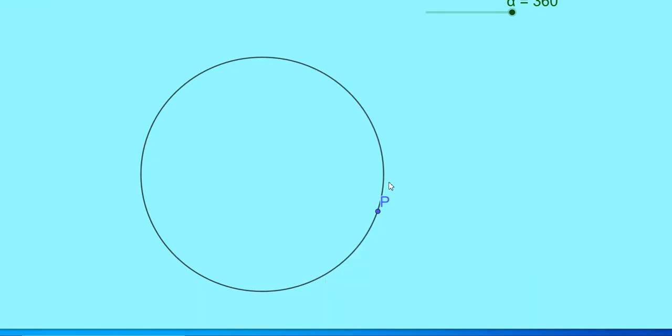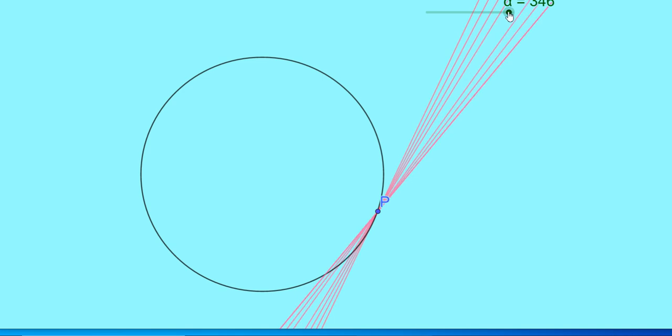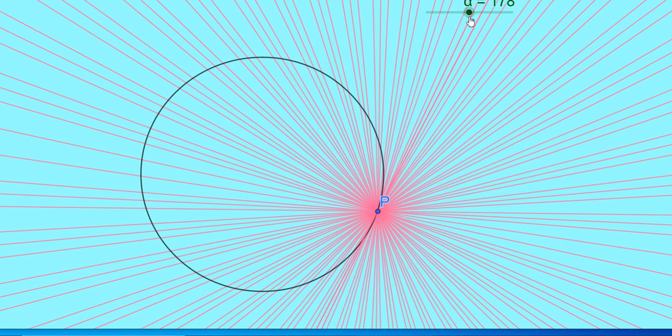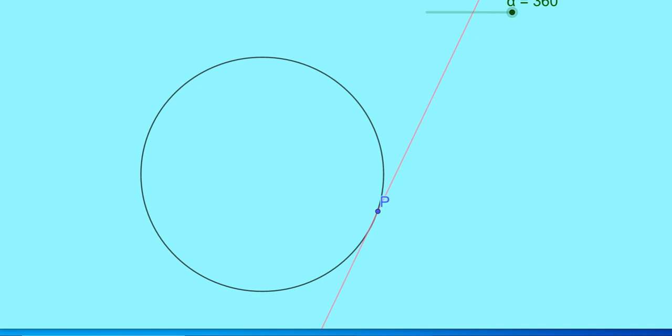Now take the point P on the circle. Now let us check how many tangents you can draw through P which is on the circle. Let us check it. Here you can draw many lines, but only one line which touches exactly one point on the circle. So through P, one and only one tangent you can draw.